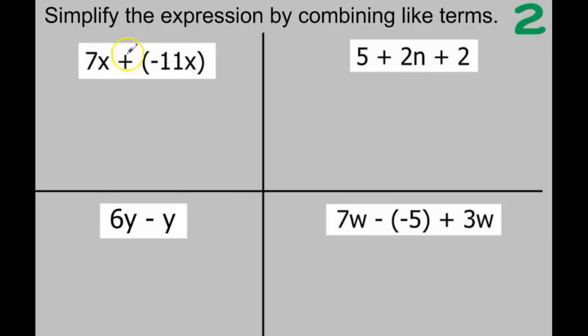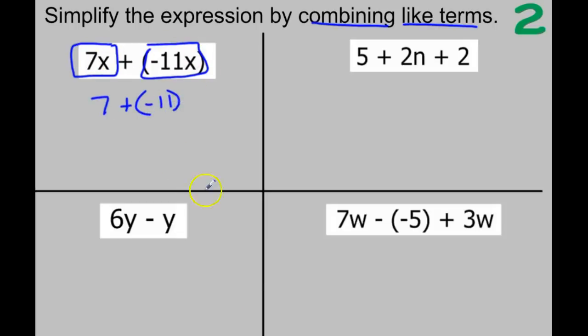So we're going to focus on our like terms to simplify the expression by combining your like terms. Here we have a 7x plus a negative 11x. This is the same as really 7 plus a negative 11. They both have the same letter, so we can combine them together. So 7 and a negative 11, there are more negatives, so I know my answer is going to be negative. So 11 take away 7 should give me 4, so we have negative 4x.